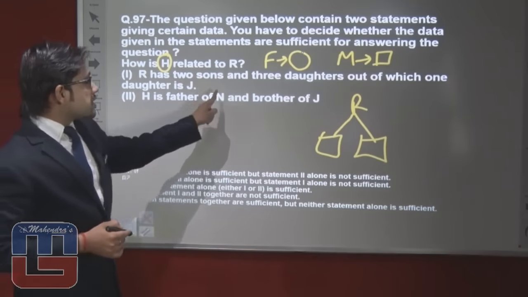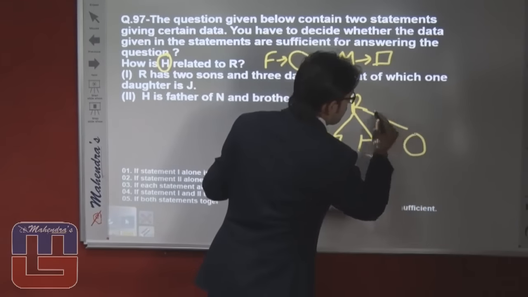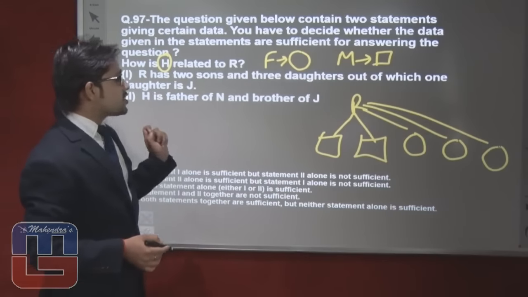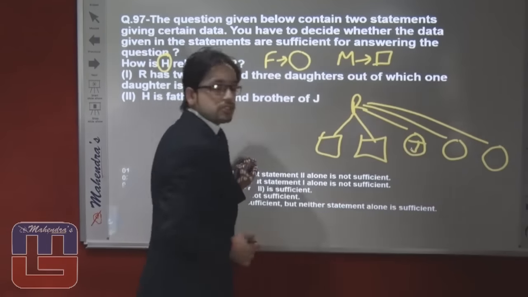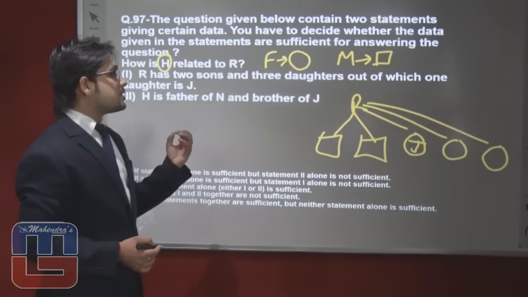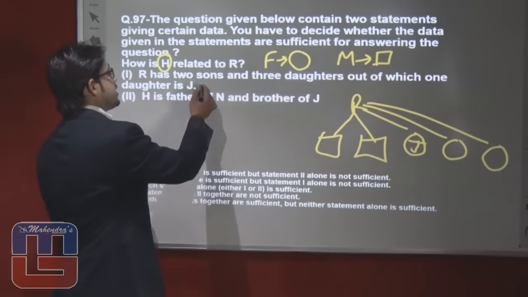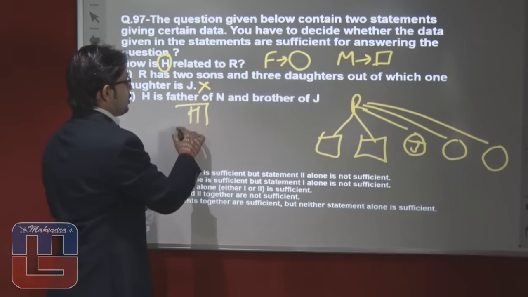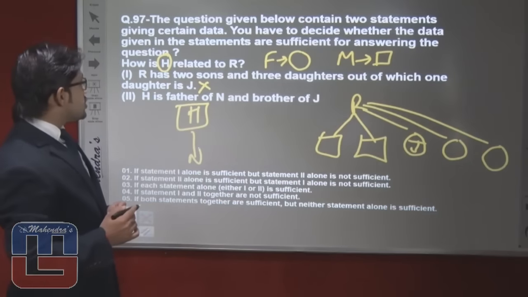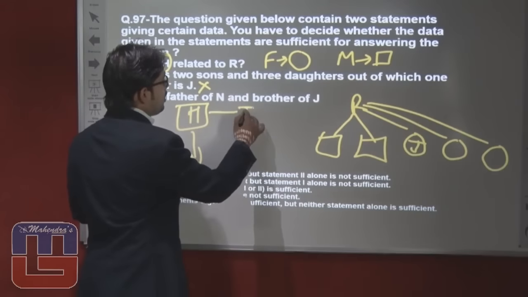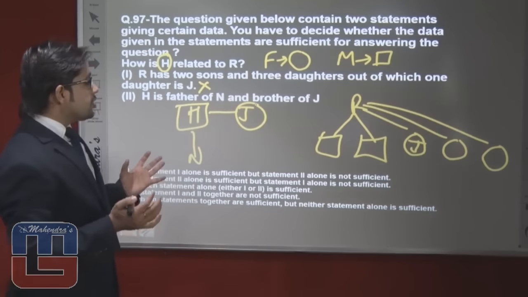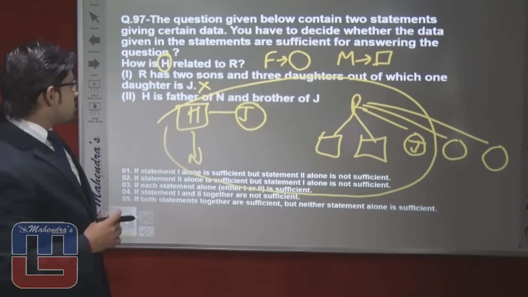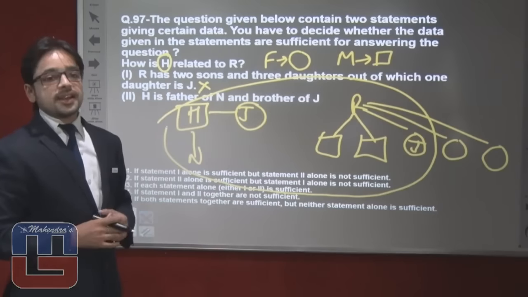You can see here R has 2 sons and 3 daughters, 1, 2 and 3, out of which one daughter is J. We can mention the name of one daughter, that is J. But still we are unaware how H is related to R. So the first statement is not sufficient. Second statement is saying H is father of N, and H is brother of J. With the help of these two statements together, we can conclude that H is son of R. So this is the right answer of this question.